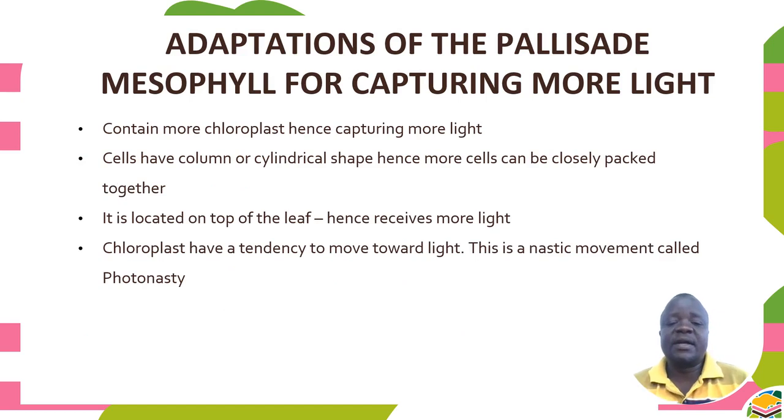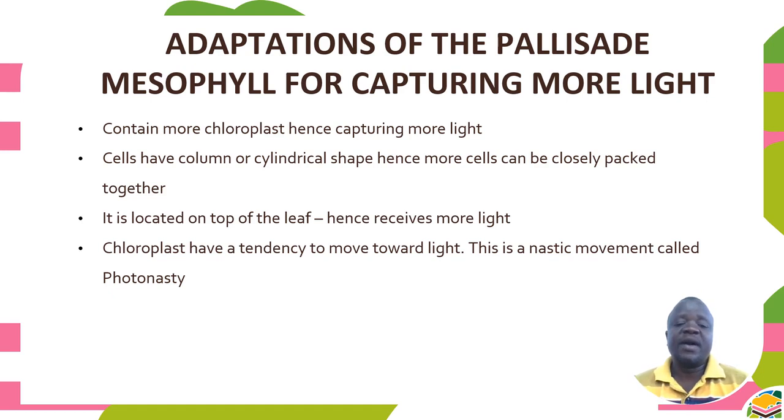Let us look at the adaptations of the palisade mesophyll for capturing more light. How is the palisade layer adapted to capture more light energy? Solar energy is trapped by the chloroplasts, which means they contain a lot of chloroplasts. The palisade layer contains a lot of chloroplasts, therefore capturing more light.